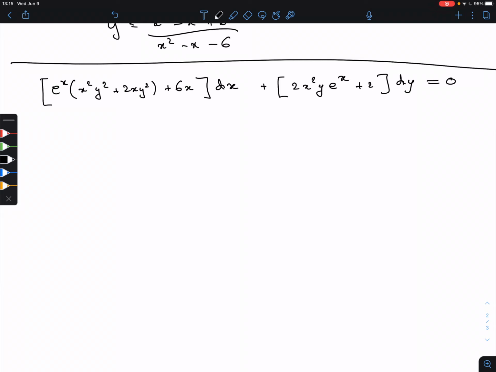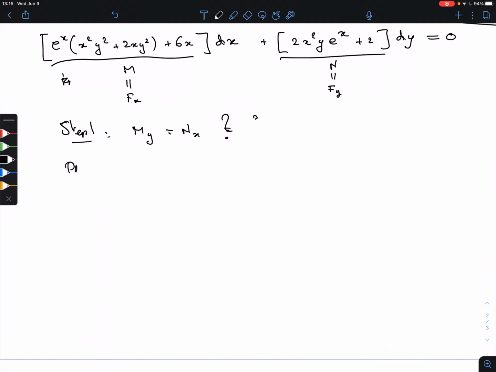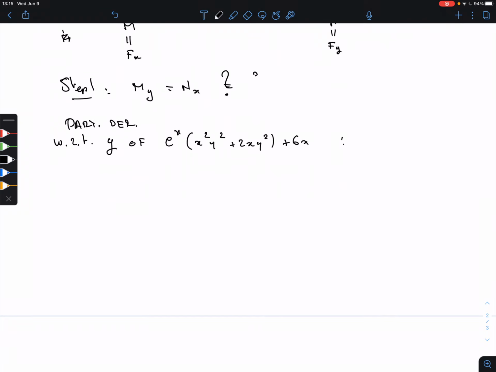so again, let's see if it's exact, so this is the M, and this is the N, and if it's exact, this would be the partial derivative of this function f with respect to x, and this would be the partial derivative with respect to y. So step 1, we have to calculate that M_y is equal to N_x. That's the question. Okay, so what's the partial derivative with respect to y of e^x x squared y squared plus 2xy squared plus 6x? Well, let's do this now. Remember, e^x is a constant.